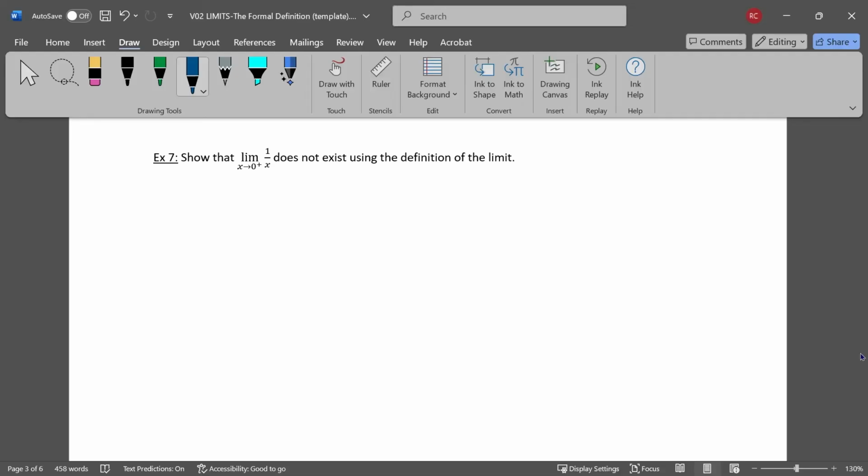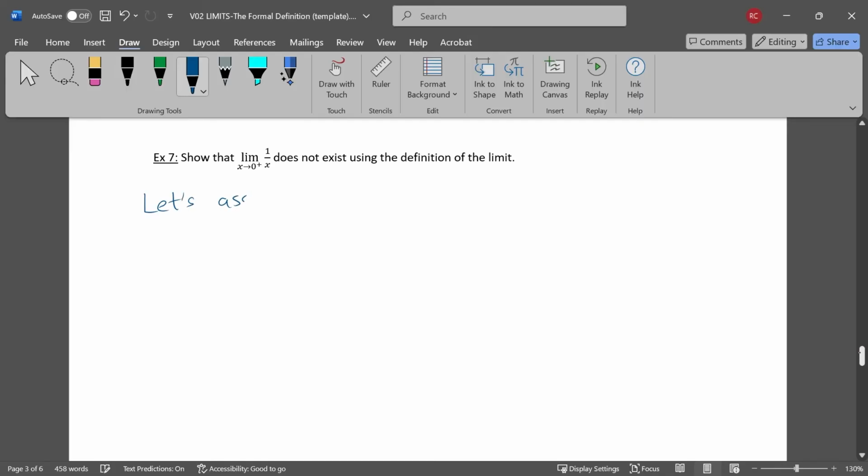Well, typically the way that we will show a limit doesn't exist is by starting with the assumption that it does exist, and showing that if we make that assumption, we're going to reach some absurdity, right? So we call this a proof by contradiction. So let's try it out.